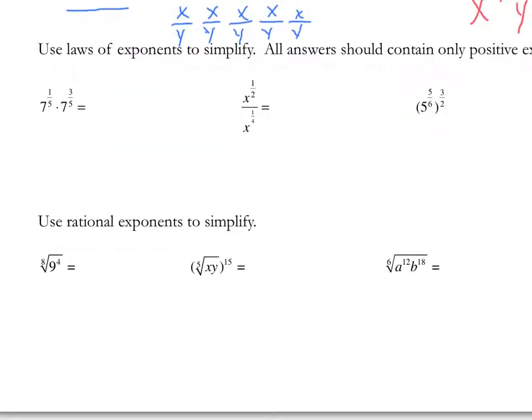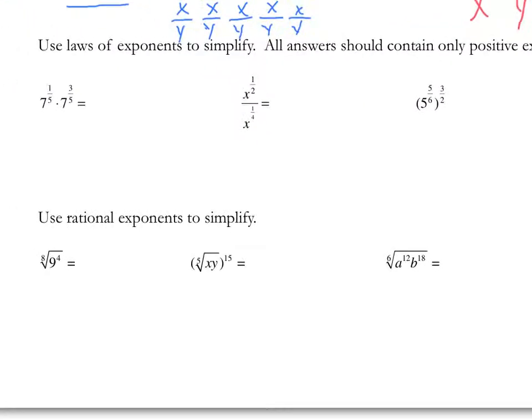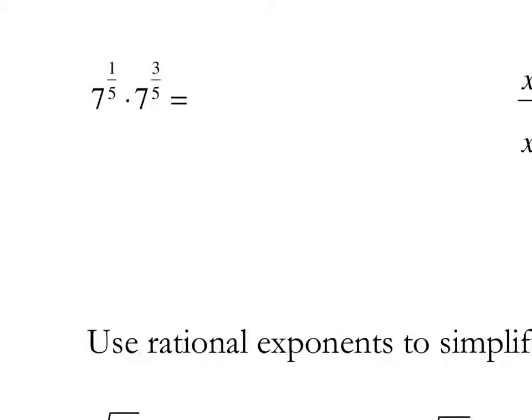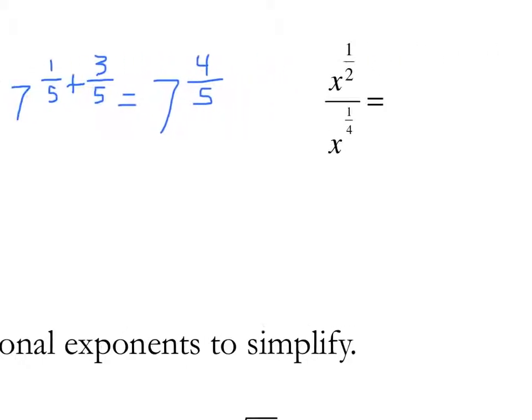The catch is this time we have fractional exponents. All answers should only contain positive exponents. So we want to make sure we only have positive exponents. So 7 to the 1/5, 7 to the 3/5, what's our rule for exponents here? You want to add them. What is 1/5 plus 3/5? We've got a common denominator. Just add those numerators. 7 to the 4/5.